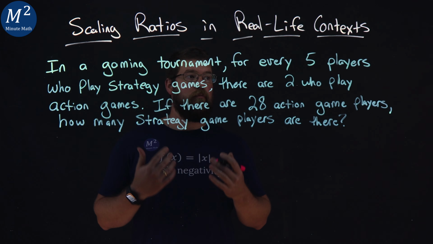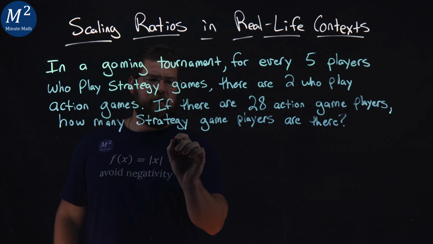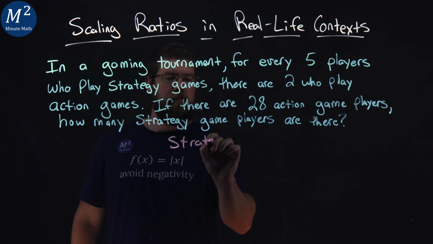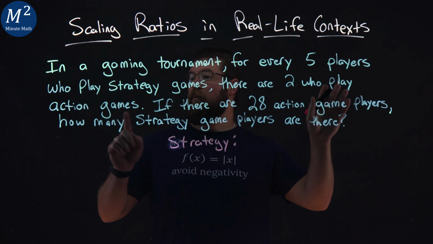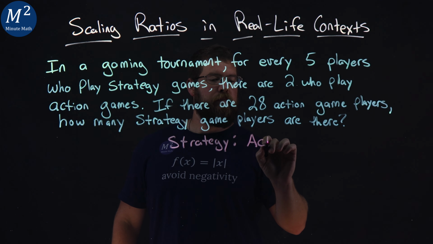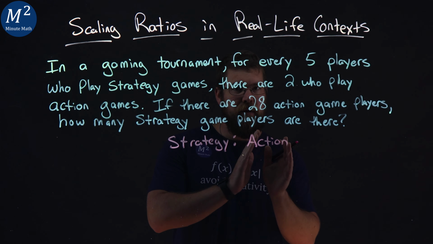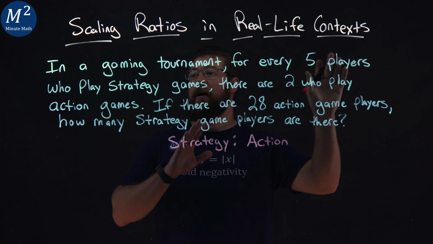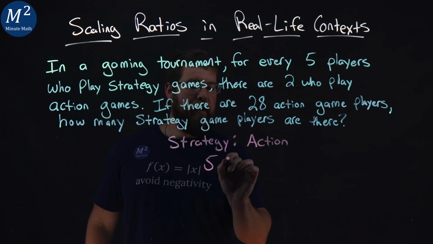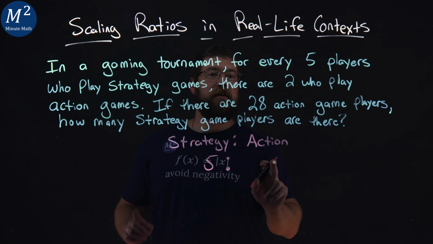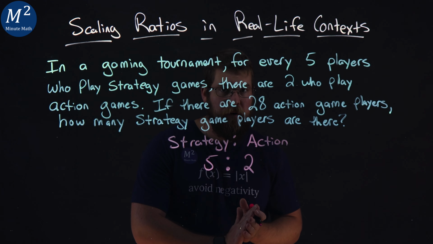Well, we want to make a ratio here. Let's make a ratio of the strategy game players, so strategy, colon, and the next one with action. So we have strategy game players to action game players. They tell us that 5 players play strategy games for every 2 players who play action games. So we have a 5 to 2 ratio.